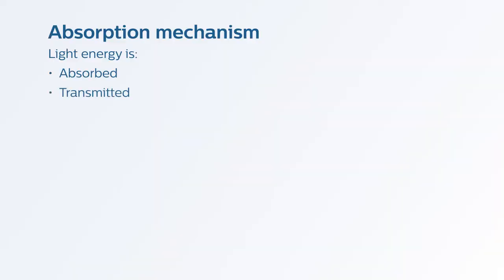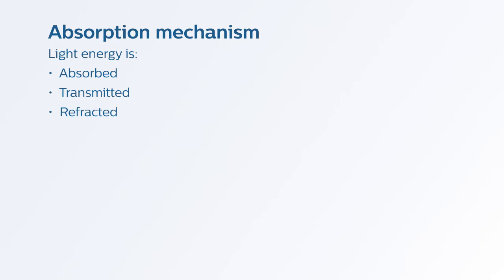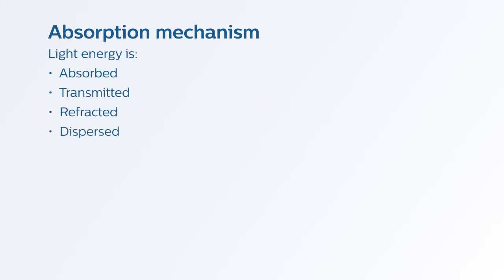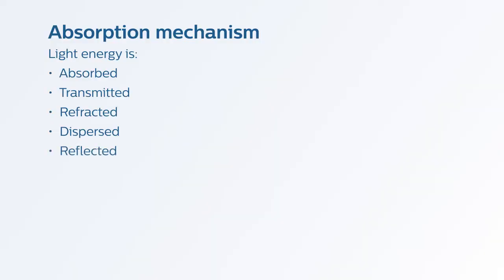It can be transmitted, such as a window. It can be refracted, like a prism bending a light. It can be dispersed, as a diamond takes light and throws it out in all directions. Or it can be reflected, and that's what a mirror does. One or all of these phenomena may occur whenever light interacts with matter. That's just simply what light does.